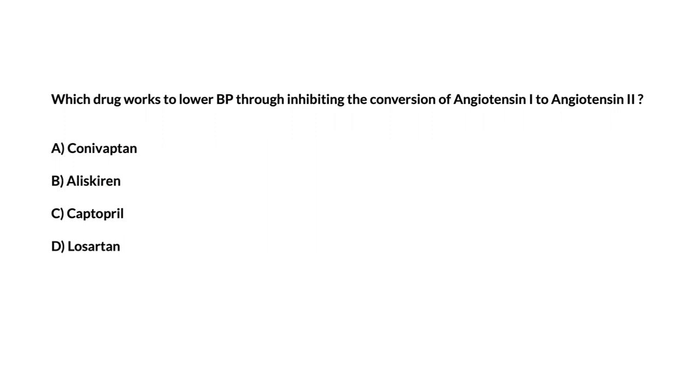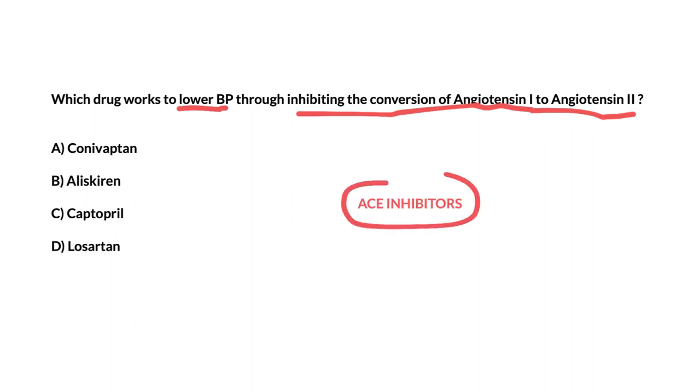Using what we just learned, let's answer this question. Which drug works to lower blood pressure through inhibiting the conversion of angiotensin I to angiotensin II? So all of the drugs we just learned about are going to lower blood pressure, but to answer this question, we have to understand which drug class has a mechanism of action that's going to inhibit the conversion of angiotensin I to II. So this is going to be our ACE inhibitors. So now we just have to remember which of these is our ACE inhibitor.